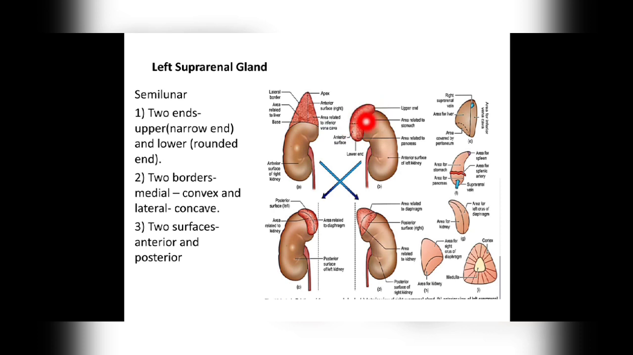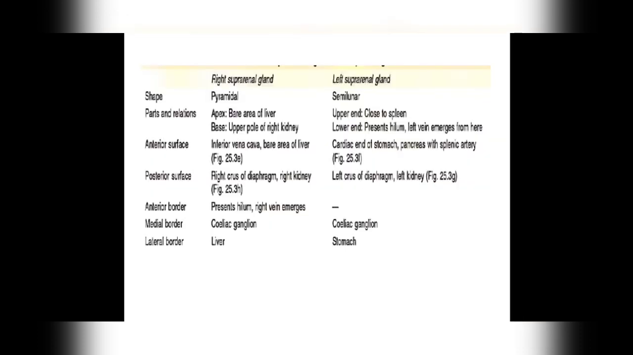Left suprarenal gland, semilunar in shape, has two ends, upper and lower, upper end narrow and lower end rounded, two borders, medial and lateral, two surfaces, anterior and posterior. Differences in right and left suprarenal gland. Right suprarenal gland is pyramidal in shape, left semilunar in shape. Parts of right suprarenal gland are apex, in relation with bare area of liver, and base, with upper pole of right kidney.